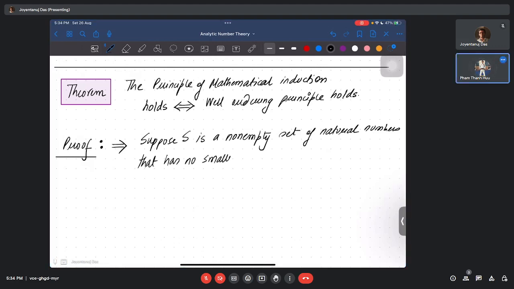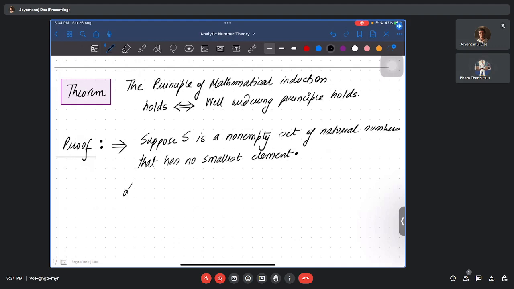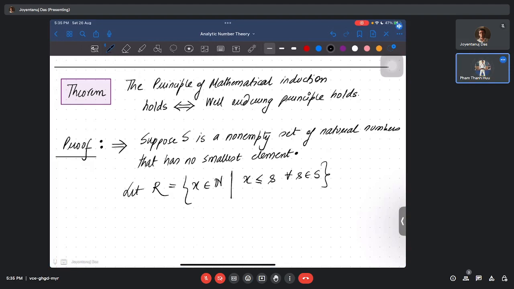By the well-ordering principle, I know that it must have a smallest element, right? So we are doing it by contradiction, assuming that it does not have a smallest element. And let's create another set R: x belongs to the natural numbers such that x is less than or equal to s for all elements s in the capital S. So we take all those natural numbers that are less than or equal to s for all the members of capital S.